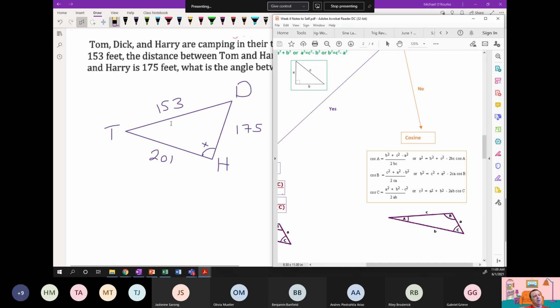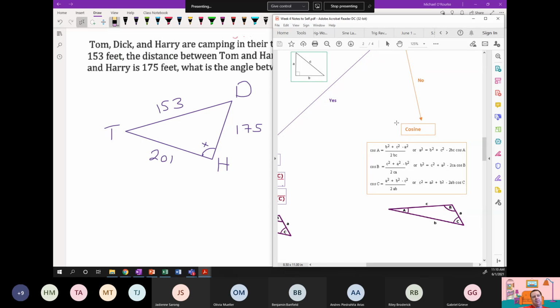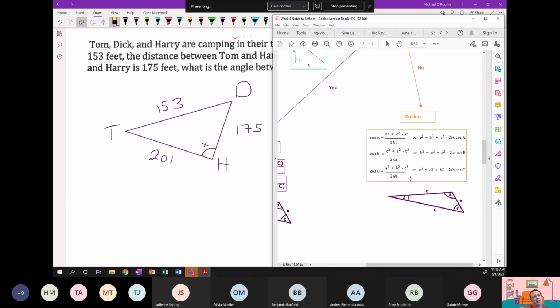Now, with cosine law here, are we trying to find an angle or a side in this question? Angle or side? Bueller, angle or side? What are we trying to find? There we go, perfect, angle, which means we're going to use one of these three equations. Okay?